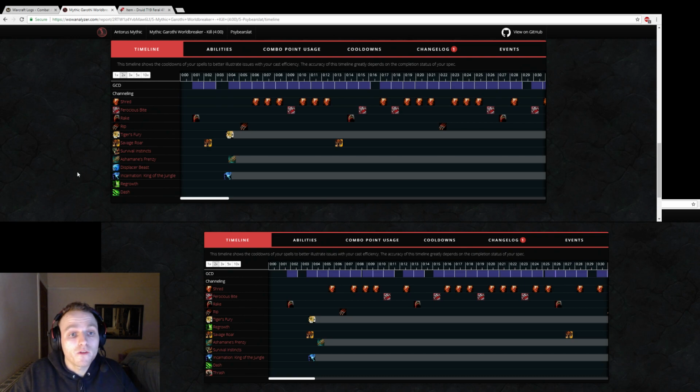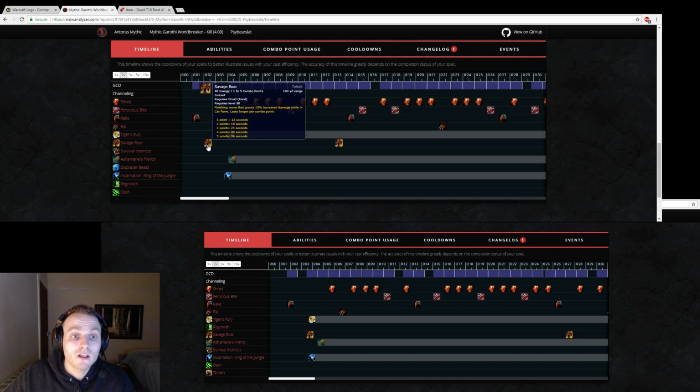So if we start here, we can see we both have the same idea on our rotation. We start with the Rake. Obviously, you stealth, you Rake. Then you want to get Savage Roar up as quickly as possible so that your Ashamane's Frenzy and your Shreds thereafter and your Rip are all scaling off of Savage Roar. Now that's only a one, maximum two combo point Savage Roar, depending on if I got lucky or not. So it's going to be a maximum of what, 18 seconds there.